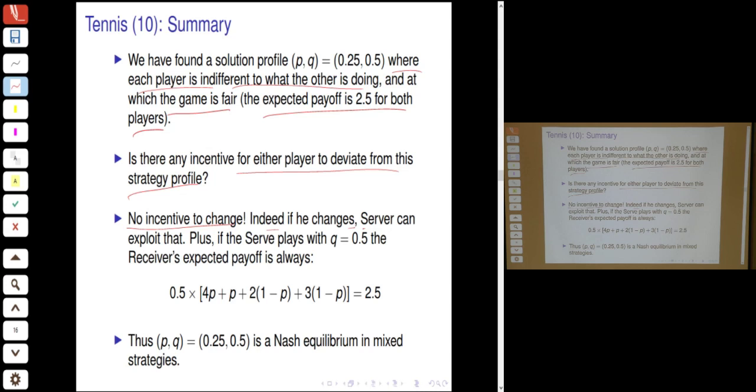Okay? So thus, for the strategy profile PQ, which is the mixing probabilities of 0.25 and 0.5 for the receiver and the server respectively, there is no incentive for any of the players to change. So therefore, it is a Nash equilibrium in mixed strategies. So this is called a Nash equilibrium in mixed strategies. No player has any incentive to change.